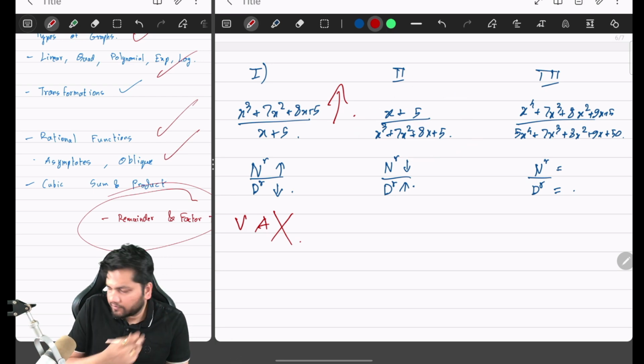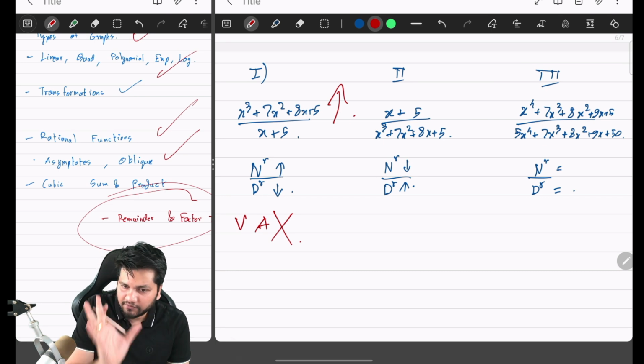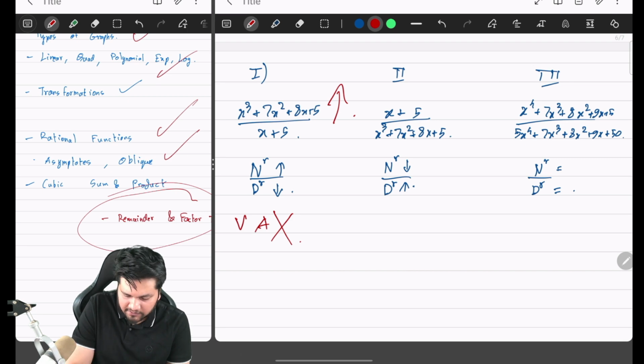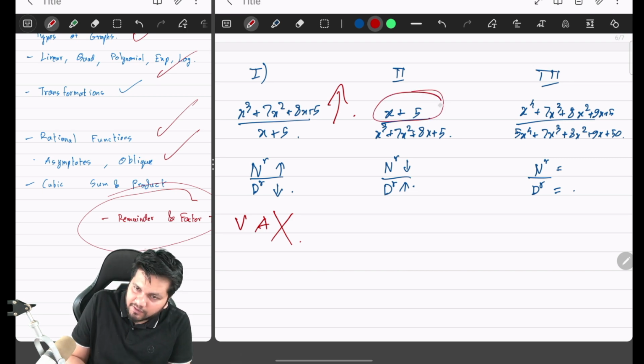On the other hand, if I talk about the second case, here the denominator's degree is huge. Like if I put infinity, like billion, trillion, something value. So in the numerator there is just billion plus 5.